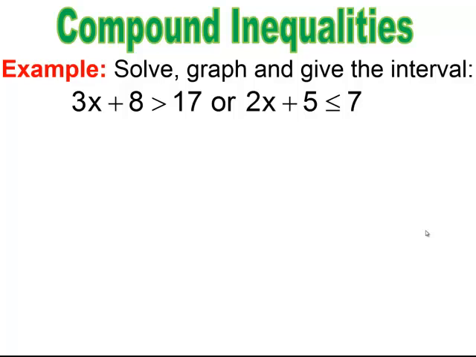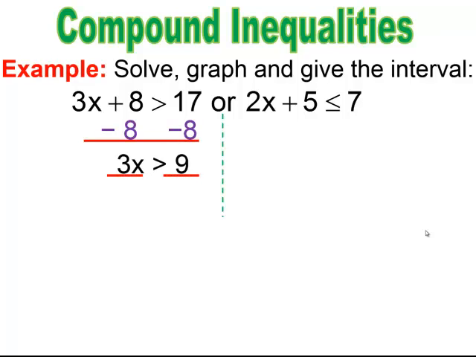So now we're going to do an OR compound inequality. An OR compound inequality is two separate inequalities connected with the word OR. So when you have two separate inequalities, you're going to solve them separately. So the first inequality is a two-step inequality. I'm going to solve. The first step is to subtract, and then I'm going to divide.